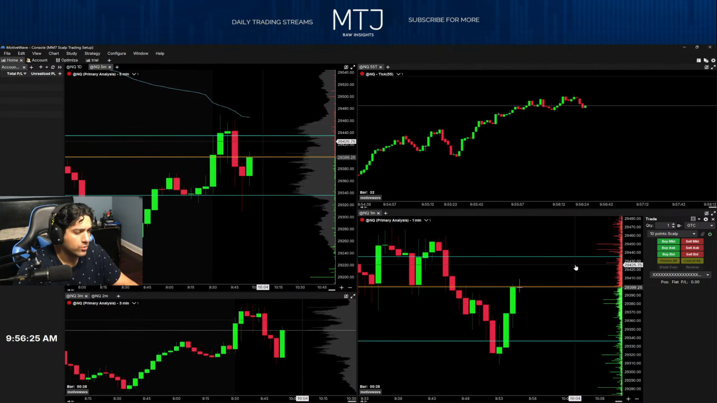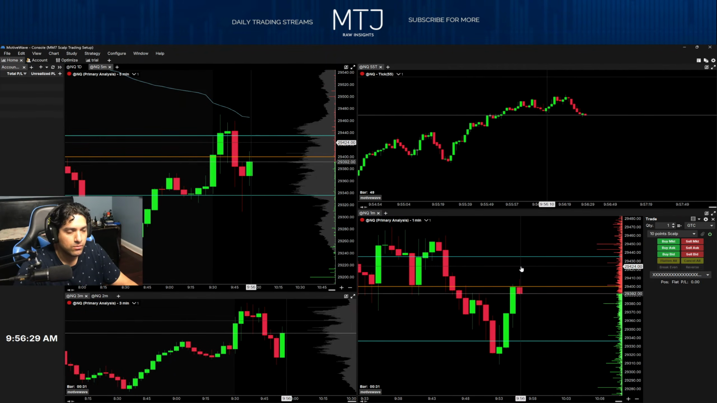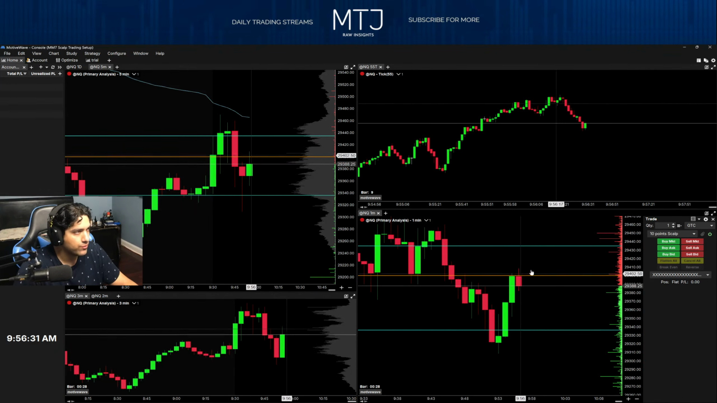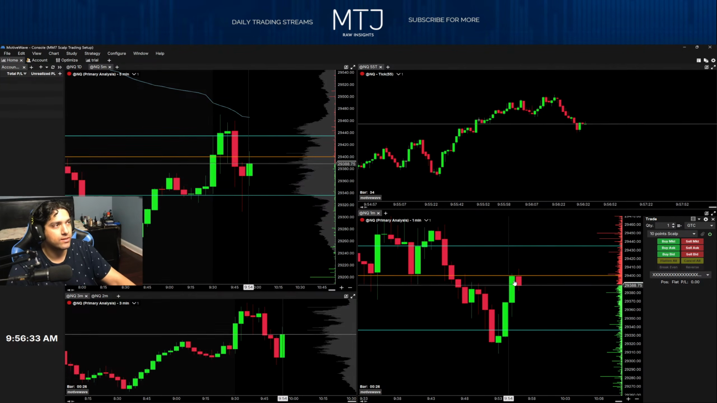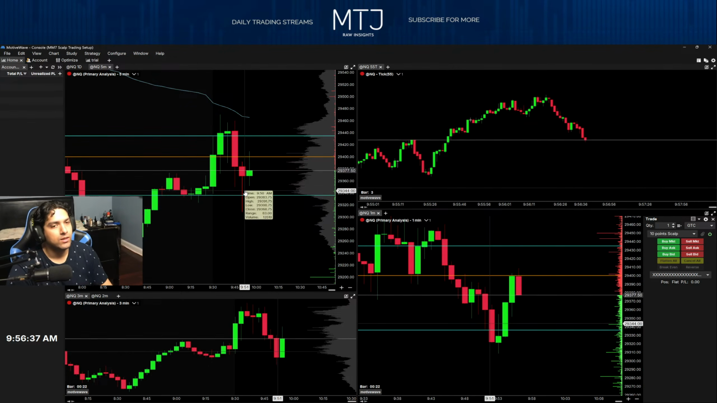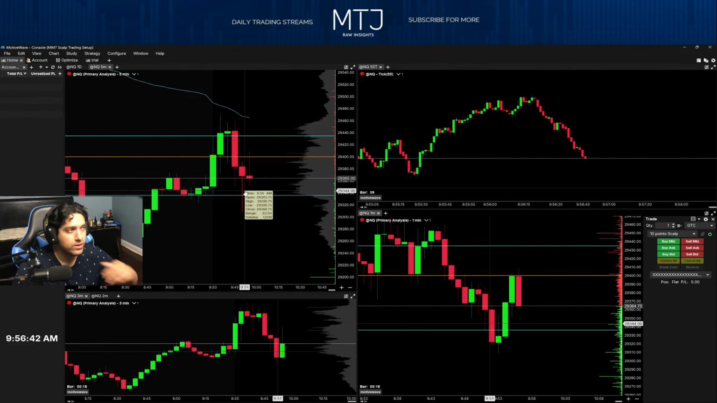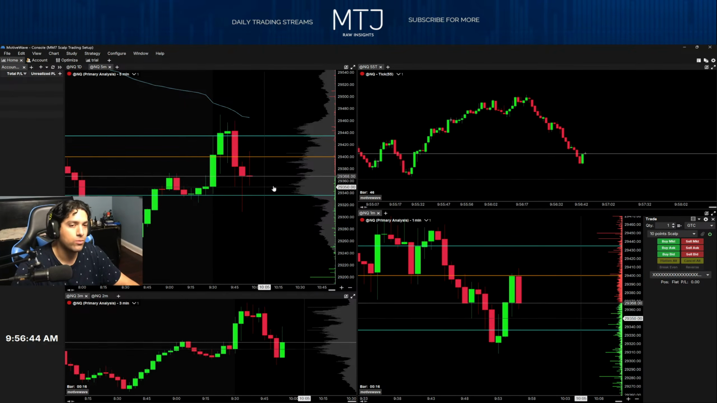Yep, we're at 29,397. Point control did move, so we're rejecting off the point control. If we get this pullback, we get that 50% retracement on the red candle wick that we had on the 5 minutes, and then we continue to move upwards. That'd be a much healthier move.